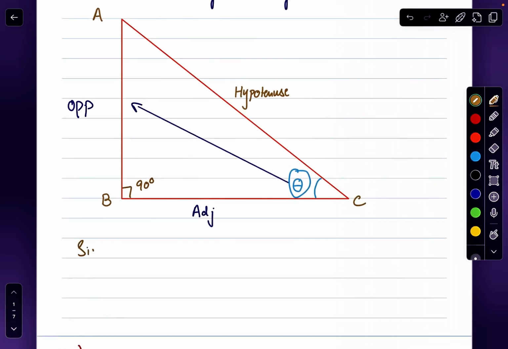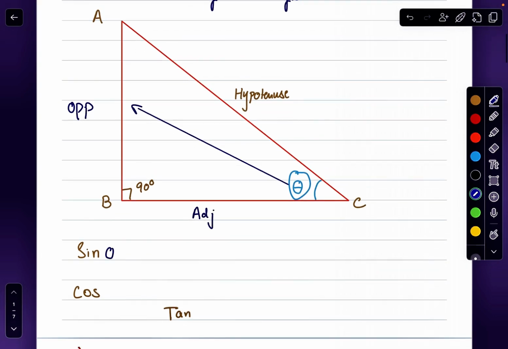Now, to solve the questions, we have three basic formulas: sine, cos and tan. These are the trigonometric ratios. Sine of any angle theta equals the opposite divided by the hypotenuse. Similarly, cos theta, with a small change in the formula, is the adjacent divided by the hypotenuse. The hypotenuse should be in the denominator. And for tan, with a small change again, it becomes opposite divided by adjacent. Those are the three formulas for sine, cos and tan.